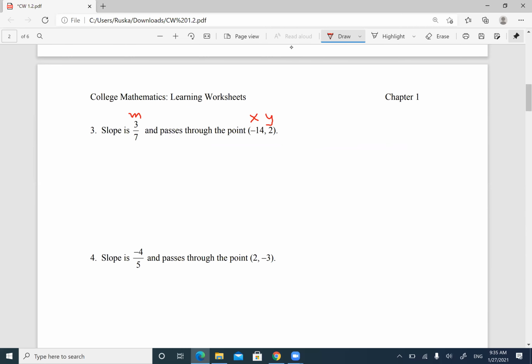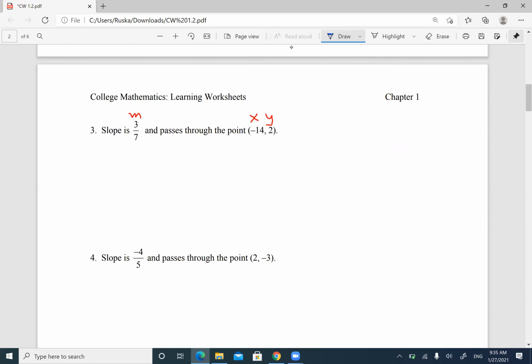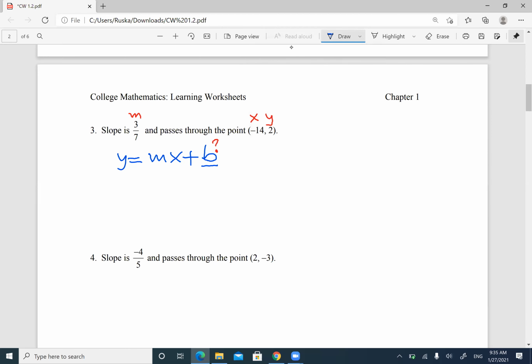Now, what you need to do is find the equation. So we're going to start again with y equals mx plus b. In this equation, you're going to replace y with the number, m with the number, x with the number, and you're going to find b. That's the first step. After you find b, you have everything you need, and you're going to do the same we did with number 1 and number 2.